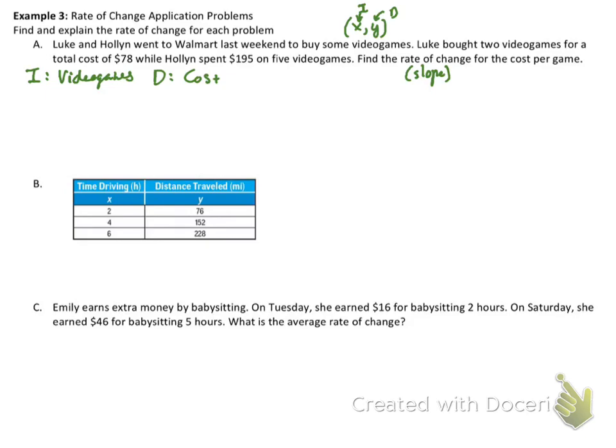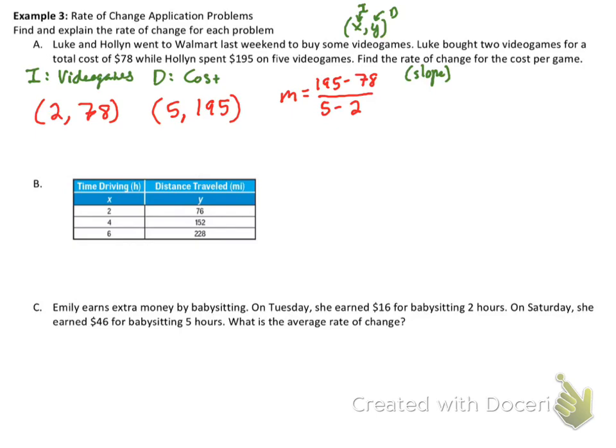So in Luke's case, he bought 2 video games and spent $78, while Holland bought 5 video games and spent $195. To find our slope, what we need to do is take the y values and subtract them, the change in y, and then I need to take the x values and subtract those as well. You'll notice because I started with the 195 on top, I need to start with the 5 on the bottom. The same coordinates need to start both the numerator and the denominator.